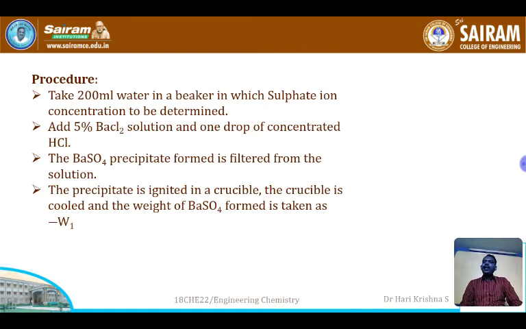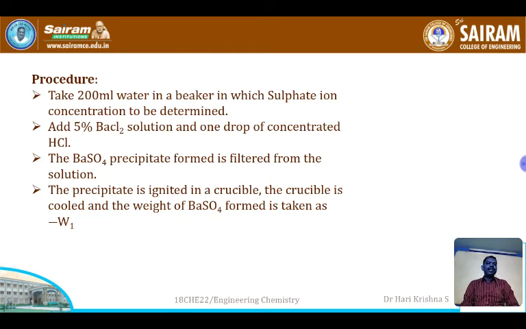The procedure: we are going to take 200 ml of water in a beaker in which sulphate ion is to be determined. We are going to add 5% barium chloride solution drop wise and 1 drop of concentrated HCl solution, in order to make the water sample acidic. As soon as we add barium chloride and HCl, the sulphate present in the water gets precipitated as barium sulphate. Thus precipitated barium sulphate will be filtered out.